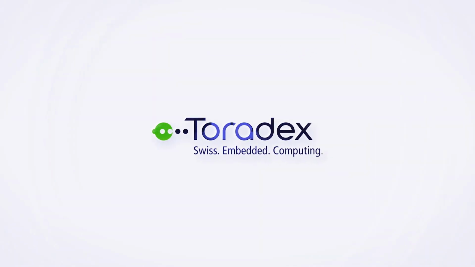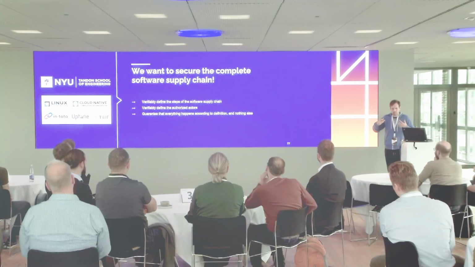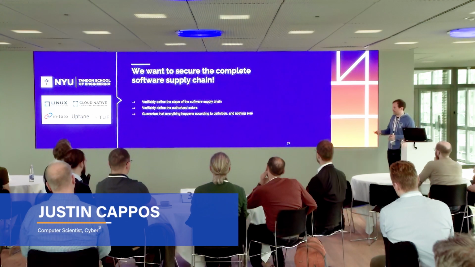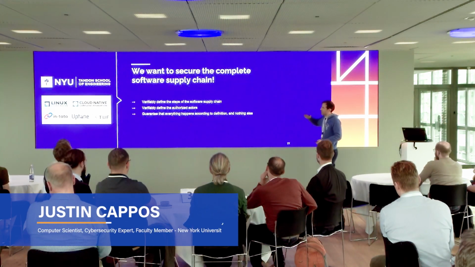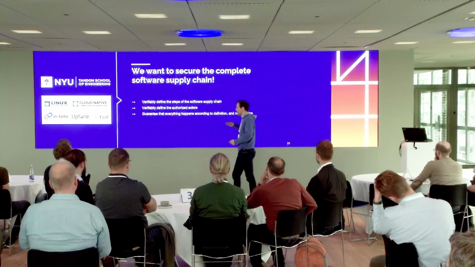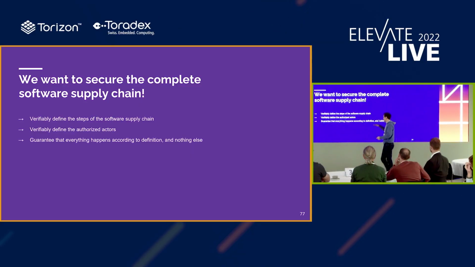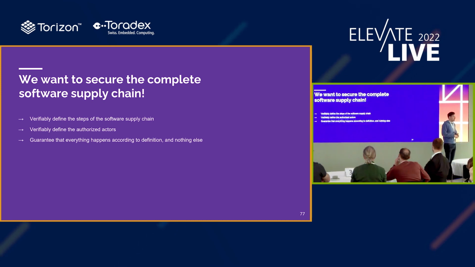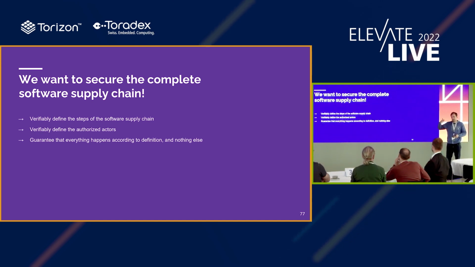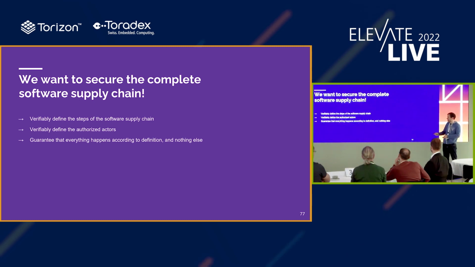Okay, so let's look at what we do if we think about how we should have signed things, and where that takes us. We want to verifiably define the steps of the software supply chain, verifiably define the authors, and guarantee that everything happens. Our goal here isn't just to produce a document saying what we think should have happened, but to have a way to gain some level of assurance that this is what actually did happen. Does that make sense? And have that be machine verified, not require humans.